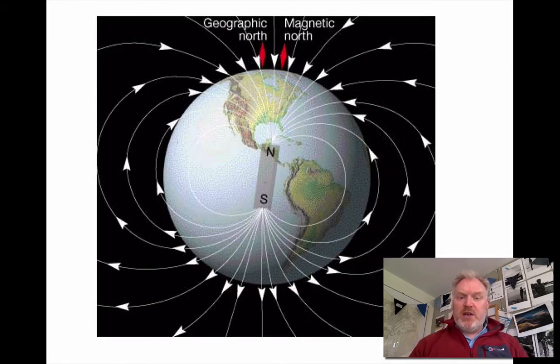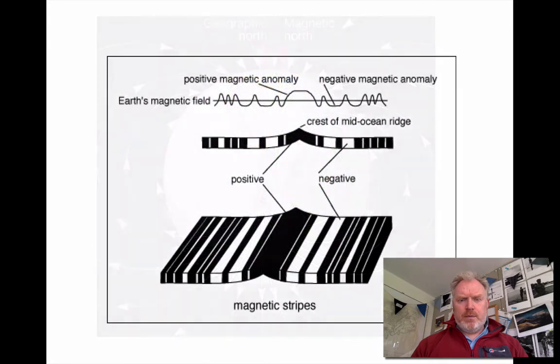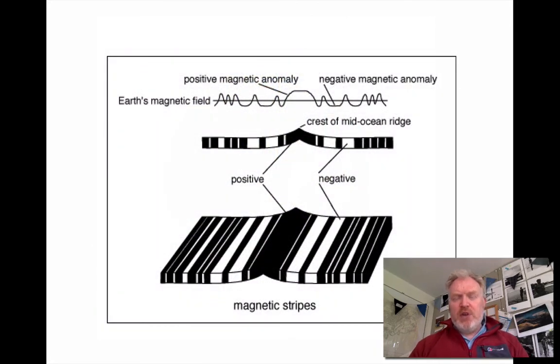This magnetic field gives us a lot of information, a lot of evidence for plate tectonic movement. But more about that in another video. We can even see the reversals in magnetic polarity preserved in oceanic crust. Another key evidence for plate tectonics.